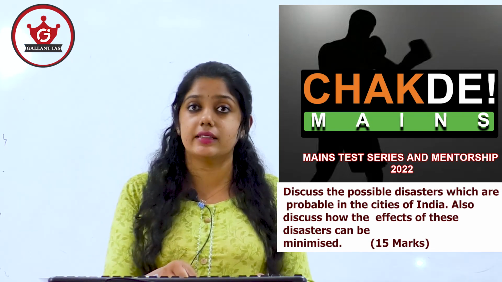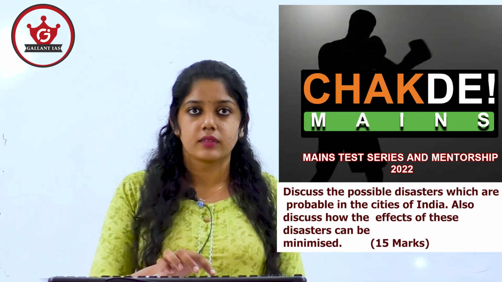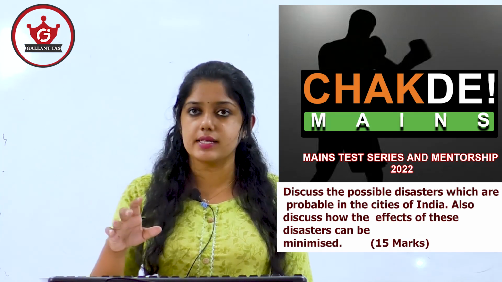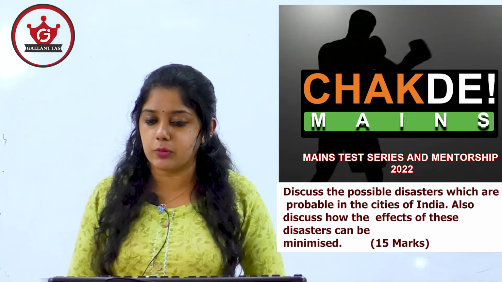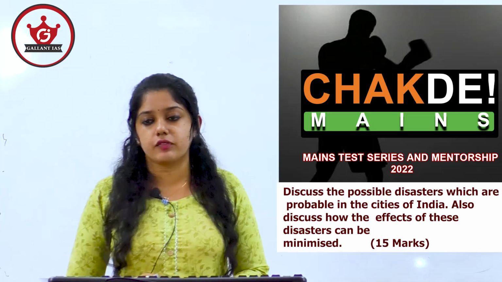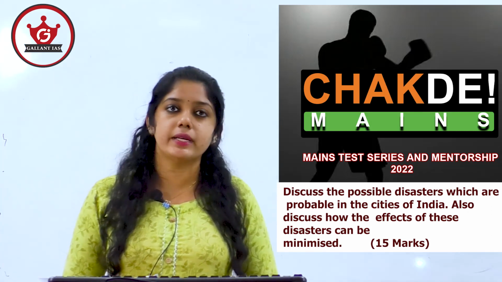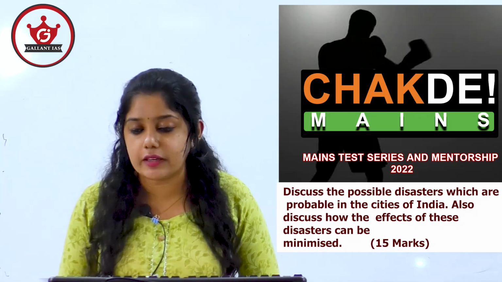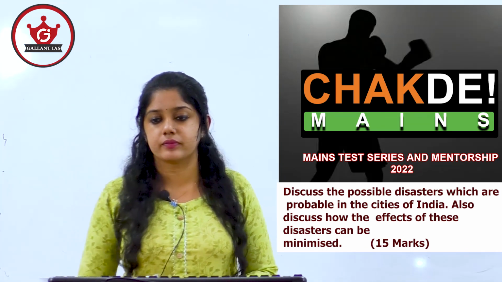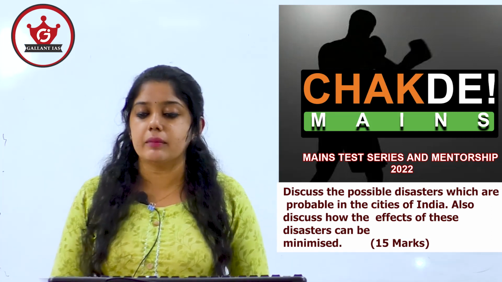See, you can write anything because the word is possible. Not the disasters that happened in cities; they are asking about possible disasters. So possible disasters is the second keyword, which are probable in the cities of India. Again they are asking about the probability. And also discuss how the effect. So effect is a keyword, and how it can be minimized is another keyword.